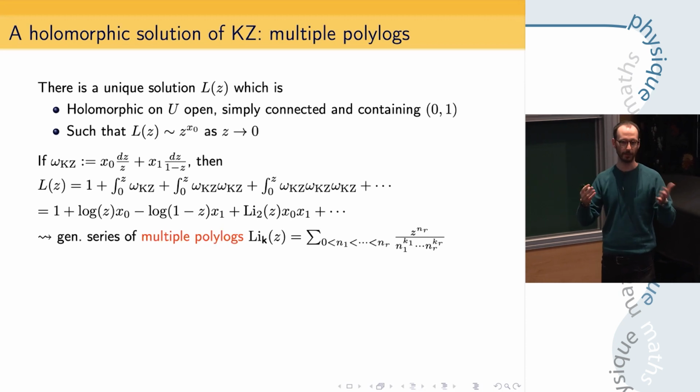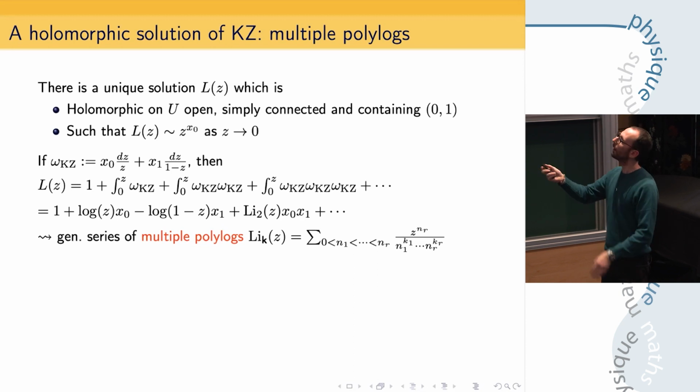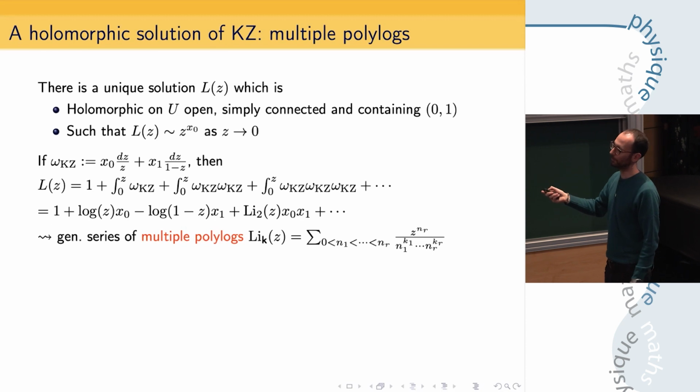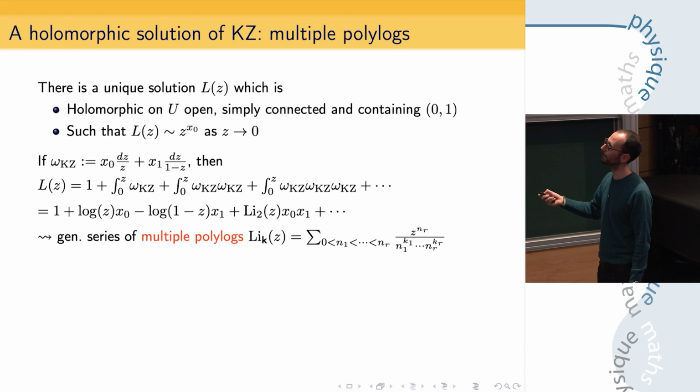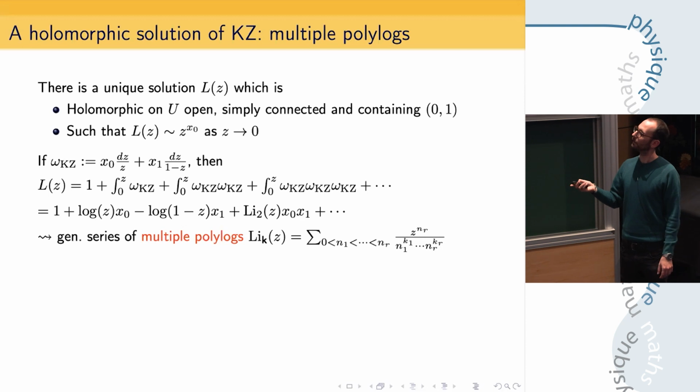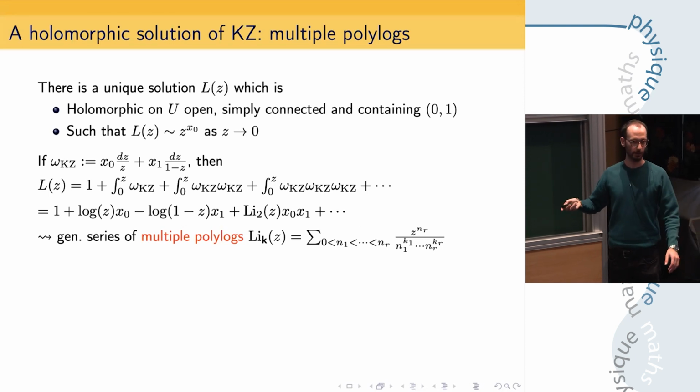So I should define what an iterated integral is. If you want, the iterated integral of these two forms is just you integrate from 0 to some z prime the first form, and then this other form is a form in z prime, and you multiply the two, and you have another form, and you multiply that, and you integrate that from 0 to z. So that's an iterated integral. So that's a general way of solving this kind of differential equation, in fact.